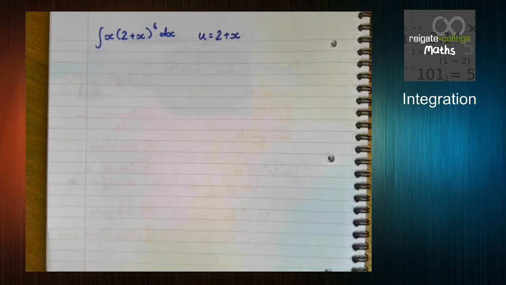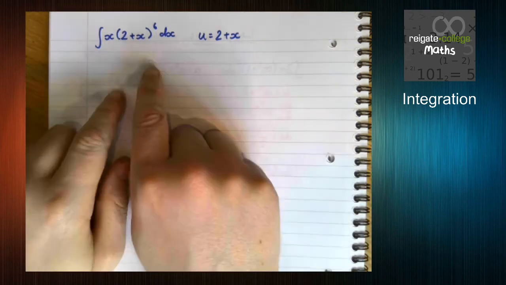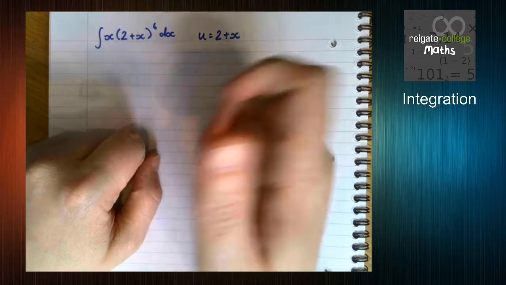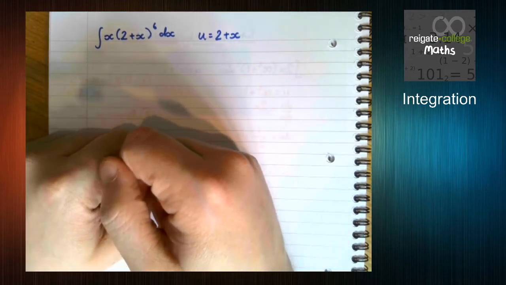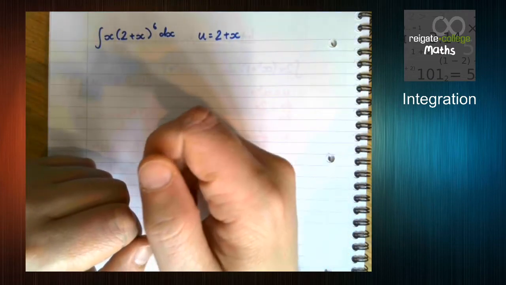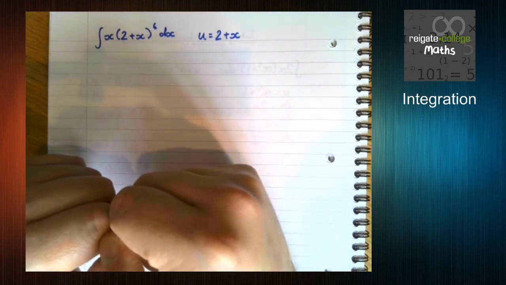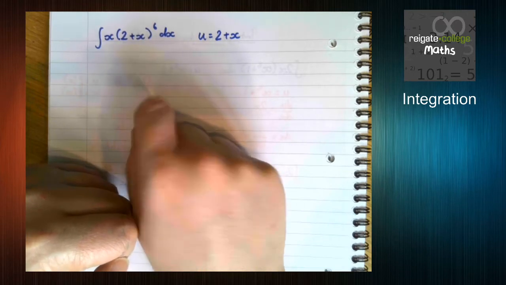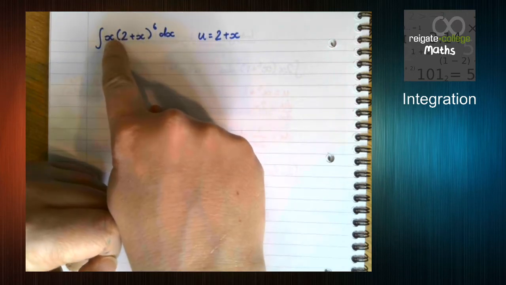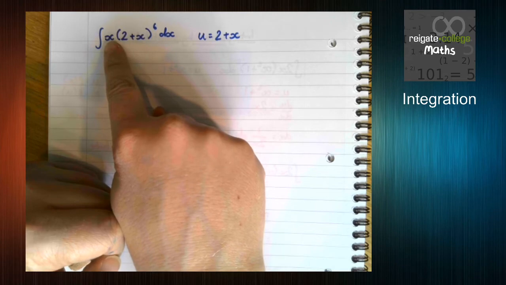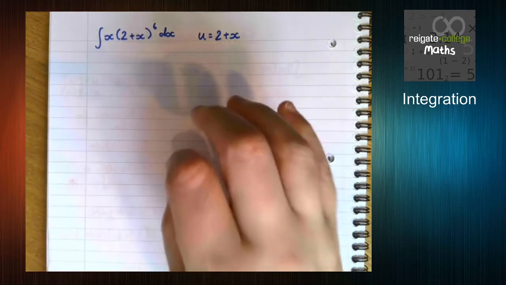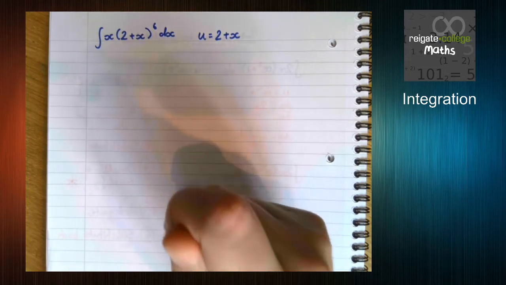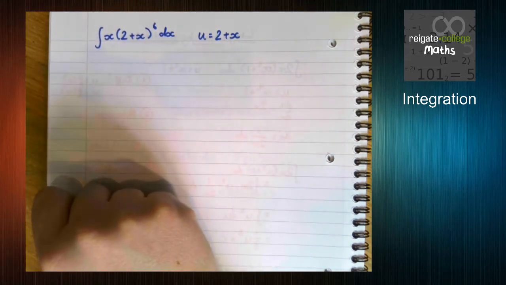So with this example, we can see that we have a bracket with a power and an x on the front, much like the previous example. So, as we looked at with the previous video, let's have a think. What happens if we differentiate the bracket? Well, we get 1. That is not what's on the front. And there's no way that we can multiply 1 by a constant number to get x.